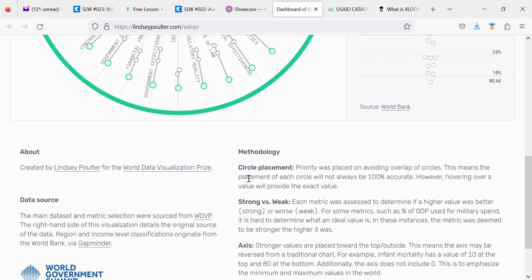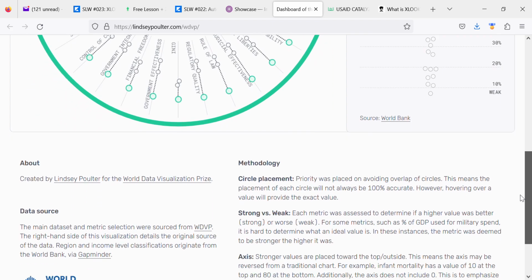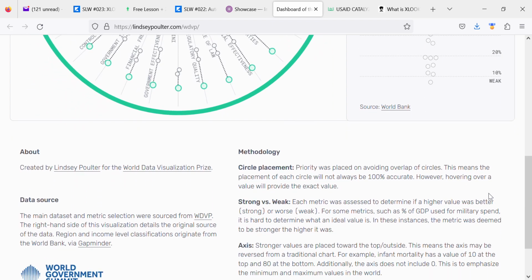The circle placement avoids overlapping of circles, and if you hover, the exact value will be displayed. For example, 100% electricity access for high income countries, so that is the use of hovering over the circle.